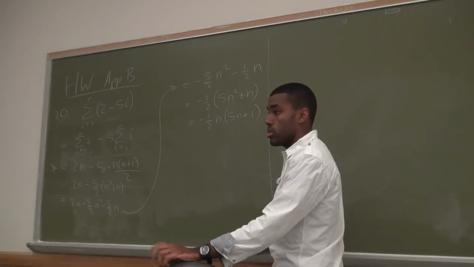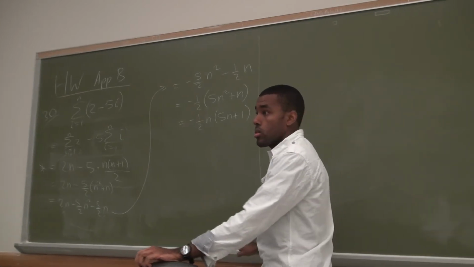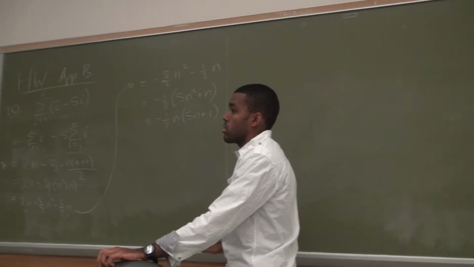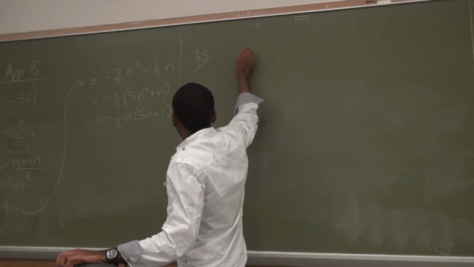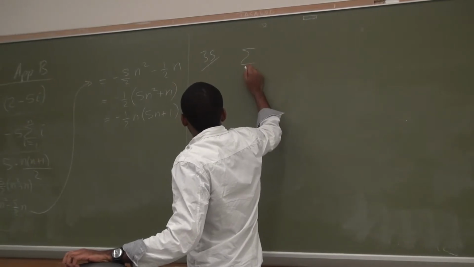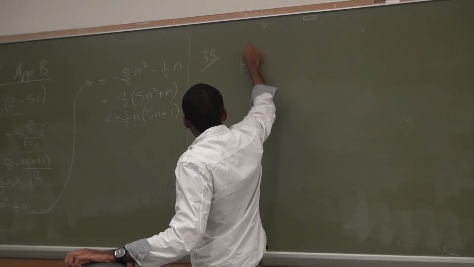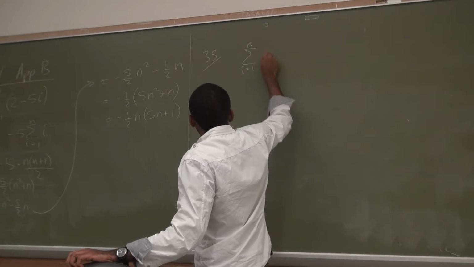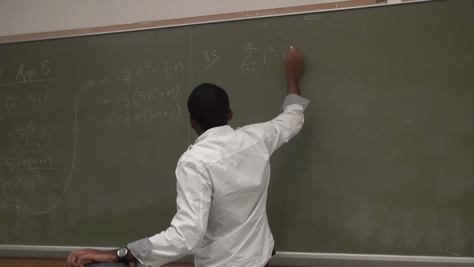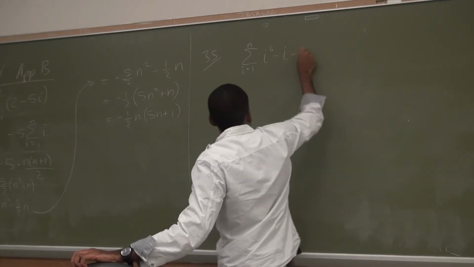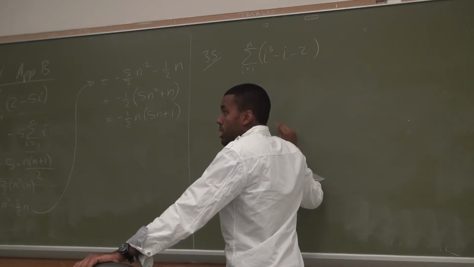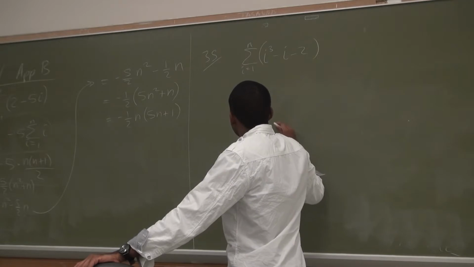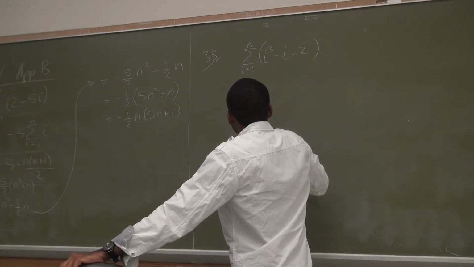Other questions? You got 35, right? Yeah, 35. What is 35? The sum from i equals 1 to n of i cubed minus i minus 2. So you want to evaluate that? Yeah, I just don't really understand the simplified stuff.